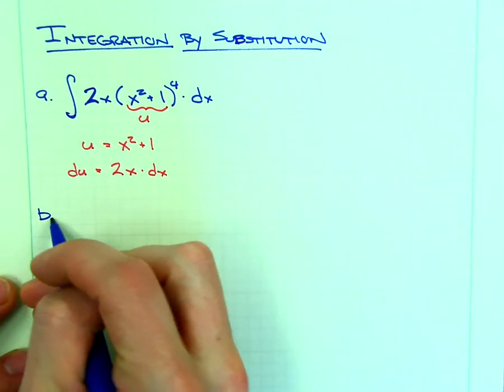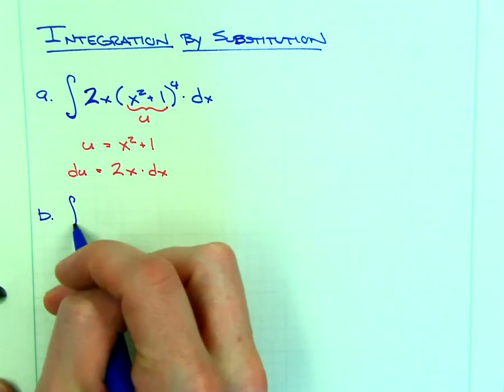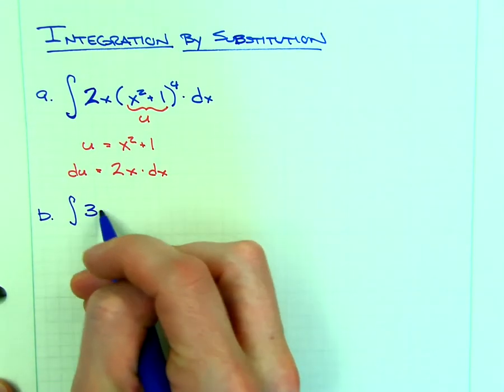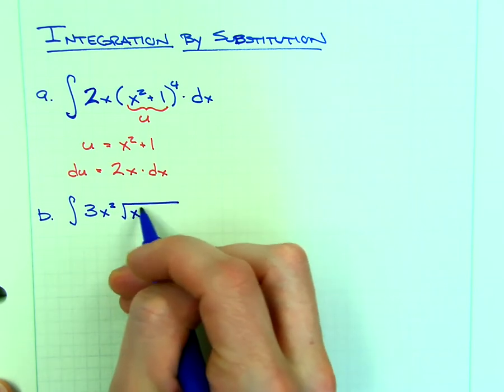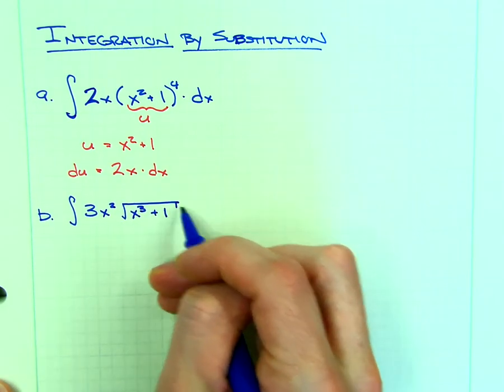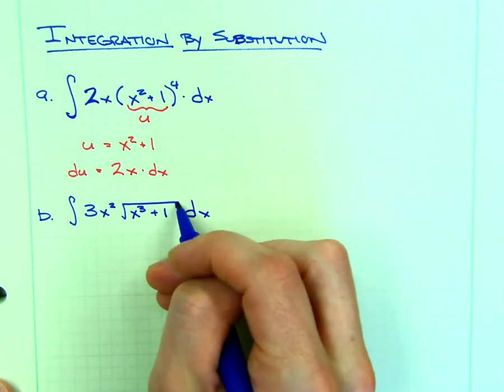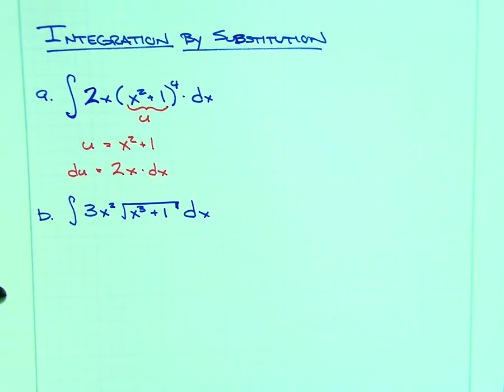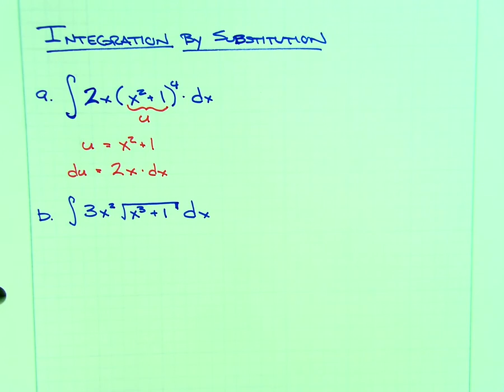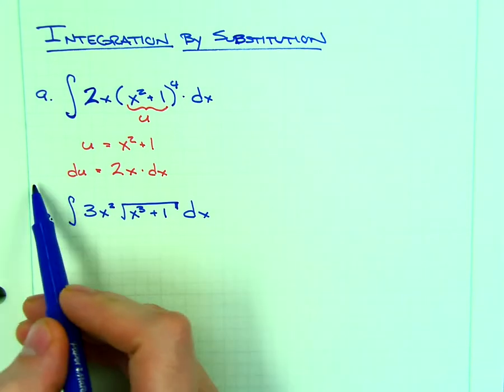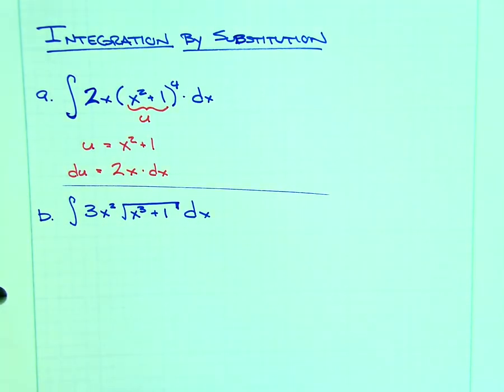Now, problem B, okay, similar thing. Integral of 3x squared. And this time we've got the square root of x cubed plus 1 dx. So similar problem. Remember, I can rewrite this square root as something raised to the 1/2 power. In this case, it would be x cubed plus 1 raised to the 1/2 power. And so what I'm going to do here, once again, give you guys a pause. Hopefully you can figure out what the u is.